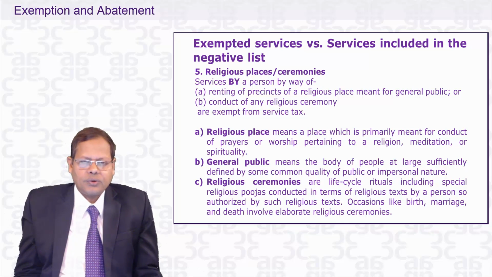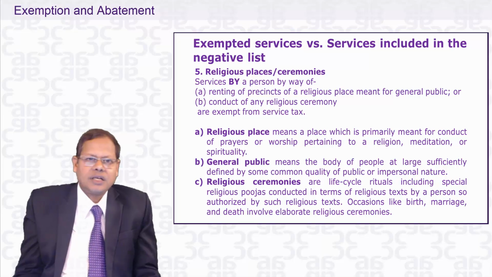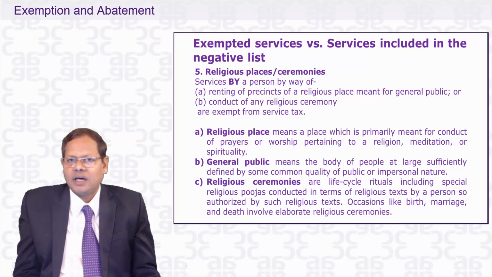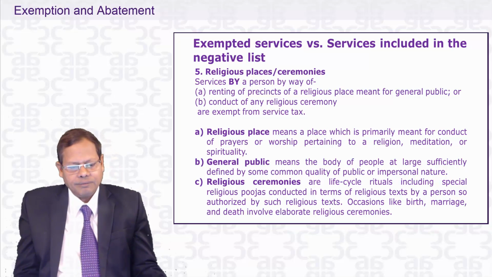So the first four you understand. One is United Nations organizations or others, and there is a list. If they receive services, they are exempt. And 2A, what are the 2 and 2A?